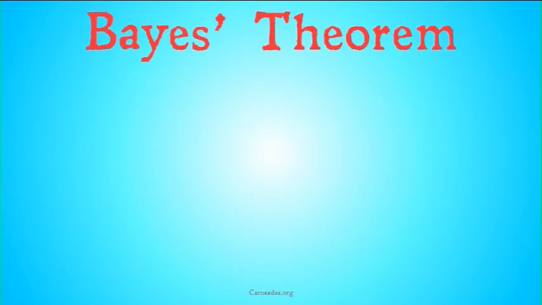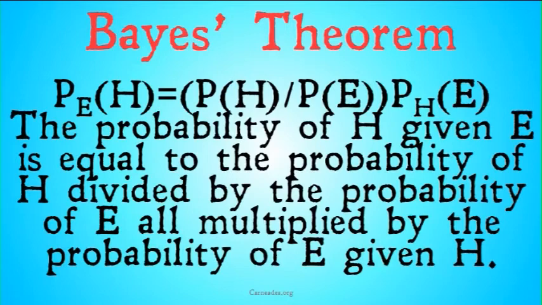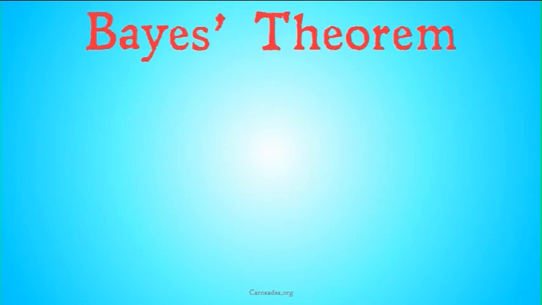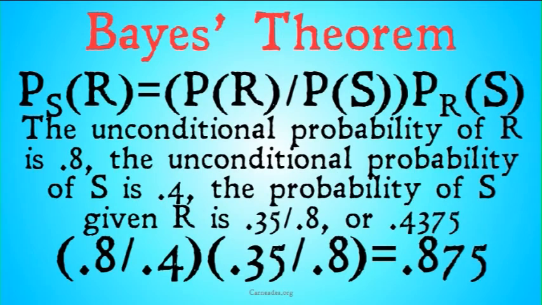This can be formulated in a lot of different ways. This is just one formulation. So, it goes as follows. The probability of H given E is equal to the probability of H divided by the probability of E, all multiplied by the probability of E given that H, or the inverse of our original conditional probability. Once again, it's a little confusing in this form, so let's look at it in terms of an example.